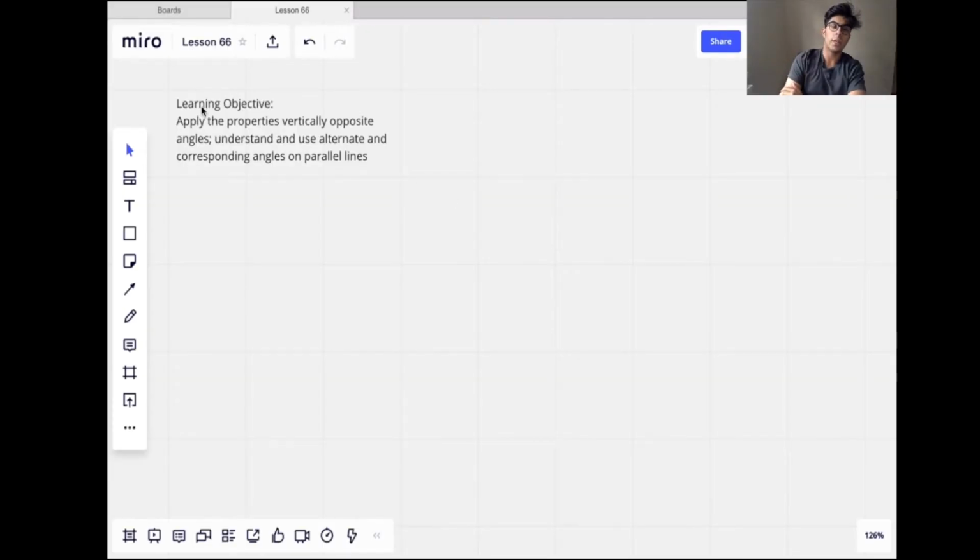Okay, so today's learning objective is to apply the properties of vertically opposite angles, and understand and use alternate and corresponding angles on parallel lines. What we'll be doing today is establishing some common facts regarding angles and parallel lines that you use quite a lot, and we'll talk through them using the knowledge we've already established about how angles on a straight line add up to 180 degrees.